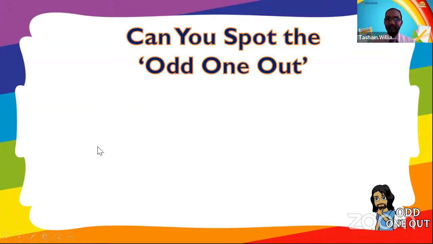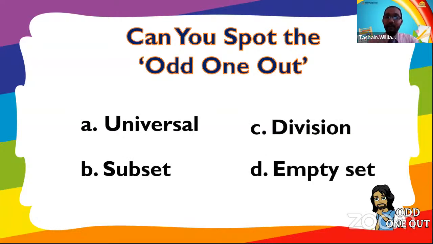Now, let's play a short game. This game is, can you spot the odd one out? Here we have four options. Three of the words are associated with sets. And one is simply the odd one out, meaning it is not related to set ideas. A, universal set. B, subset. C, division. And D, empty set. Type your responses in the chat. Which is the odd one out?